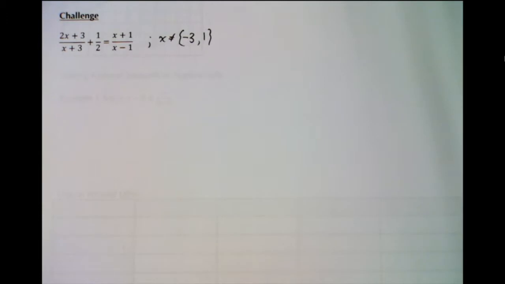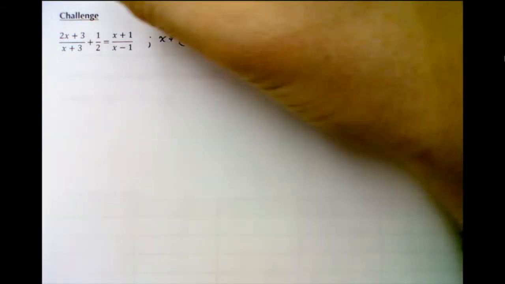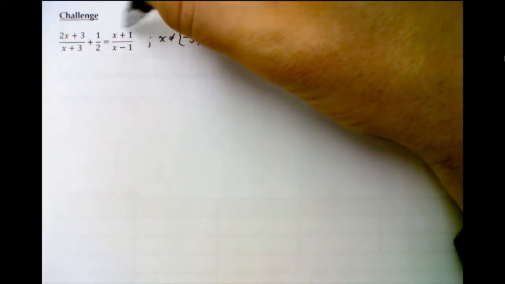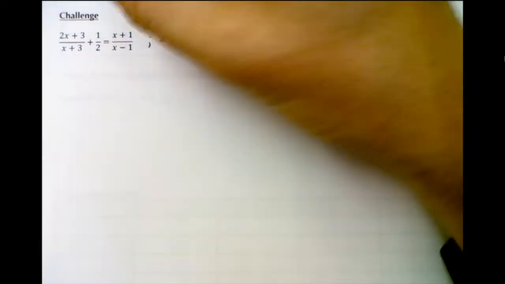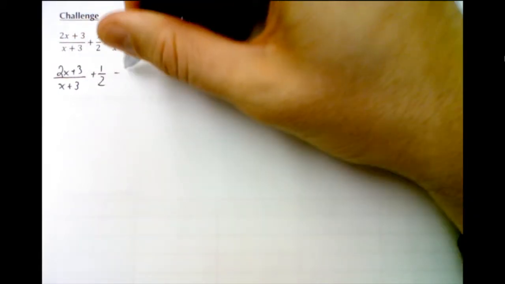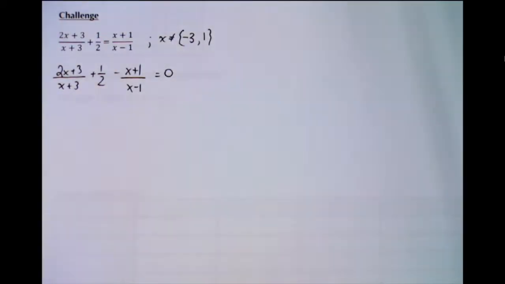So first step is to move all of your terms to one side. There's already 2 terms on the left side, so we're going to move our term from the right side to the left side. And when you're moving a fraction, you're adding or subtracting the opposite. So in this case, this is a positive fraction, so we're going to subtract it on the left side. So here we go, (2x plus 3) over (x plus 3), plus 1/2, minus (x plus 1) over (x minus 1), equals 0.